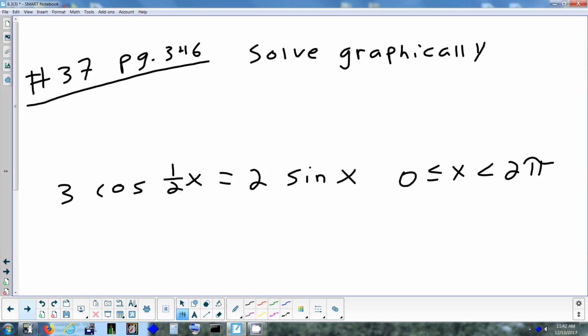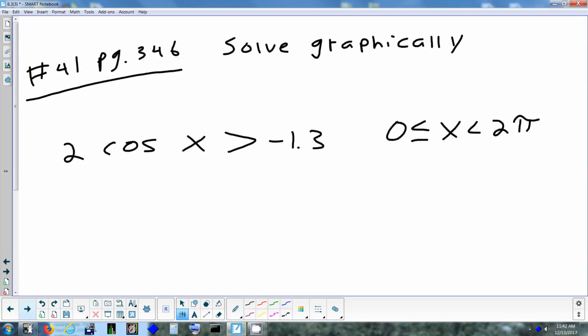All right, let's do this one. What's different about this one compared to the last two we did? It's not an equation. It's an inequality. When you write an inequality, the answer is not x equals a number, or x equals a couple numbers. That's an equation. For an inequality, the answer is an interval, between 0 and 3, something like that.